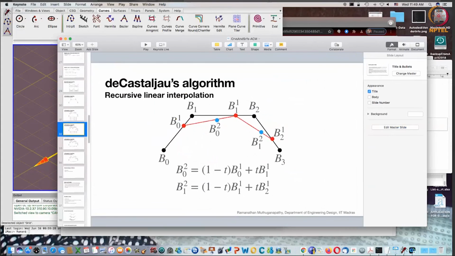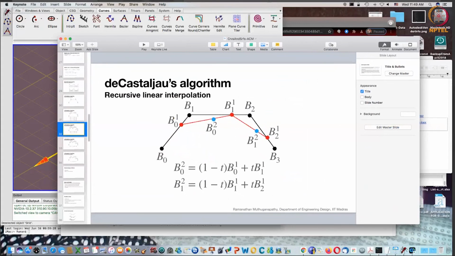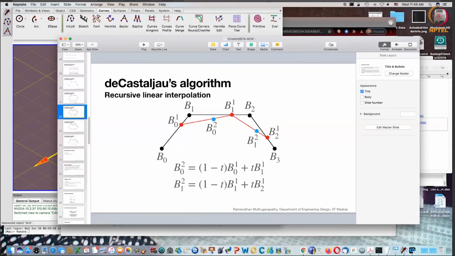Are you guys ready for B-spline? I think some of them are completely absconding, I think. Yes, sir.